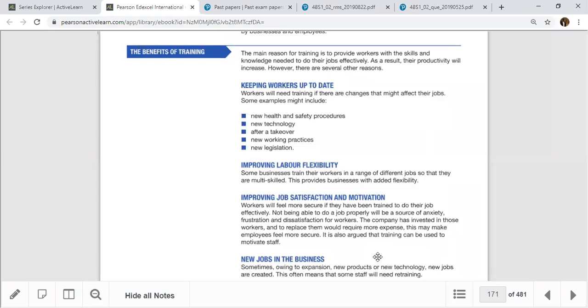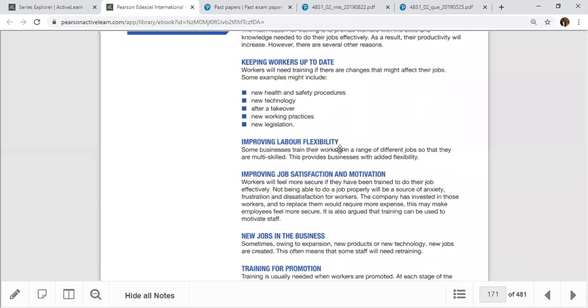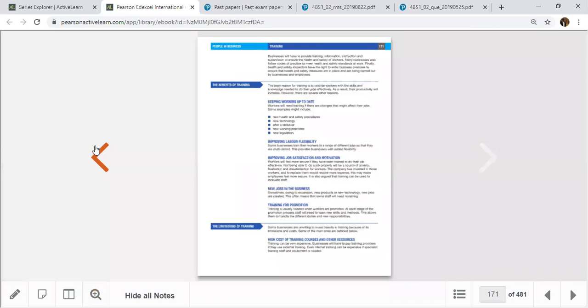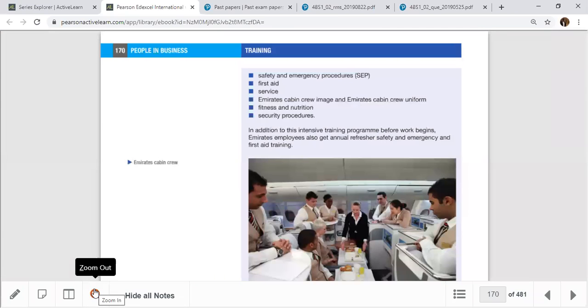So sometimes they ask point-wise, sometimes they ask what the benefits are. Analyze two benefits of training, or sometimes they ask explain how job satisfaction and motivation will improve. You have to explain like that when you're writing your answers. Also, we talked about on-the-job training and off-the-job training, with examples from the case studies and past paper questions. We discussed the Emirates case study, how they did that off-the-job training program, and how important it is, the benefits of this.